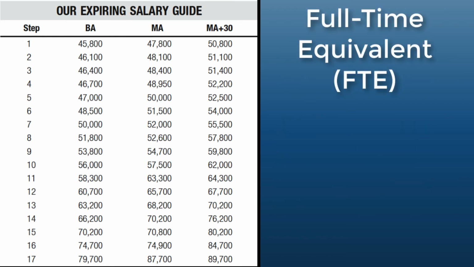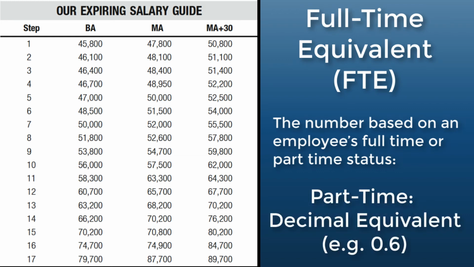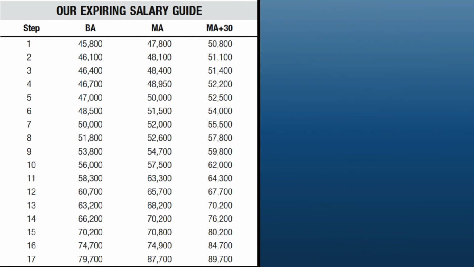Finally, FTE, or full-time equivalent, refers to the number based on an employee's full-time or part-time status. Each full-time employee is counted as 1.0, and each part-time employee is counted at their decimal equivalent. For example, an employee who works 3 days a week will be noted as 0.6.